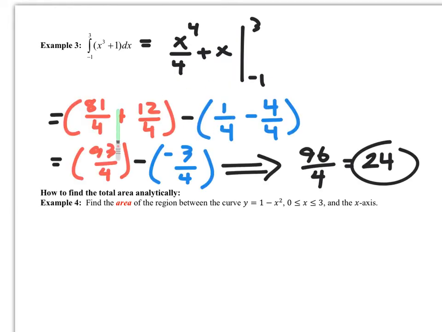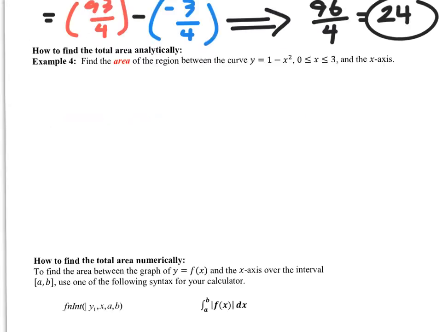Alright, so when I evaluate f of b, big F of b would be 3 to the 4th, which is 81 over 4, and 3, which is 12 over 4. I add those together, I get 93 over 4, minus f of a. When I take negative 1 to the 4th, I get 1/4, and when I plug in a negative 1, I'm going to write that as negative 4/4. So I get 93/4 minus a negative 3/4, which is positive 96/4, which is 24.